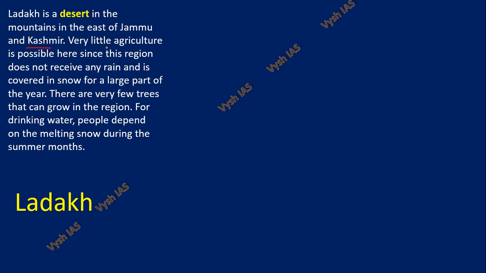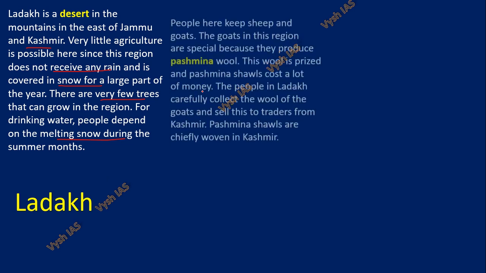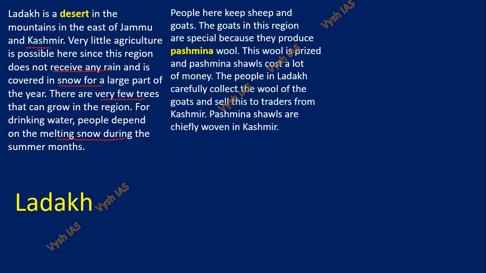Very little agriculture is possible here since the region does not receive any rain and is covered in snow for a large part of the year. Very few trees are there, and for drinking water, people depend on the melting snows. Like in other southern states, we depend on the rain; there, they depend on the melting snow. People here keep sheep and goats, and the goats in this region are special because they produce pashmina wool.